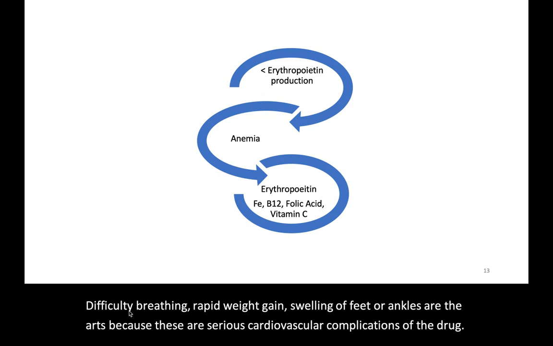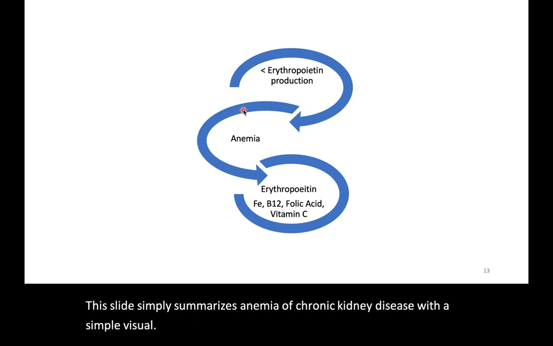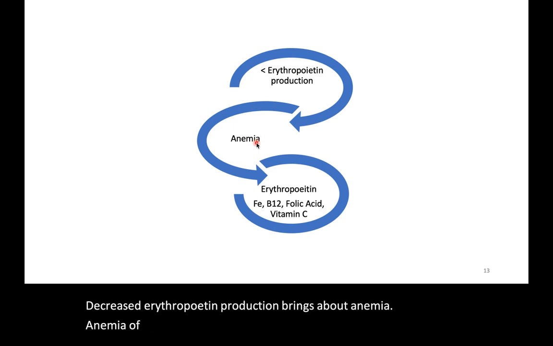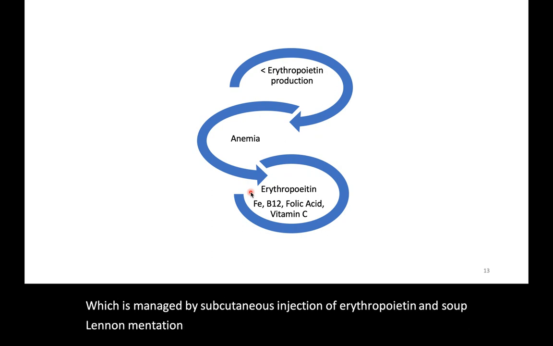This slide simply summarizes anemia of chronic kidney disease with a simple visual. Decreased erythropoietin production brings about anemia of chronic kidney disease, which is managed by subcutaneous injection of erythropoietin and supplementation with iron, vitamin B12, folic acid, and vitamin C.